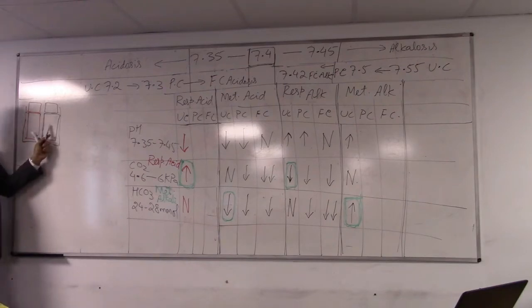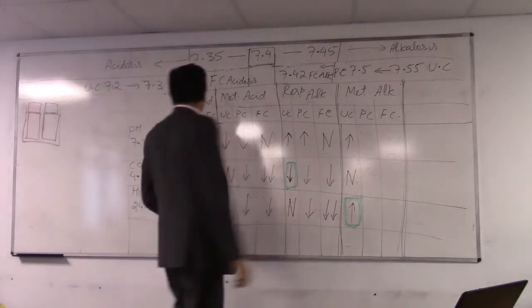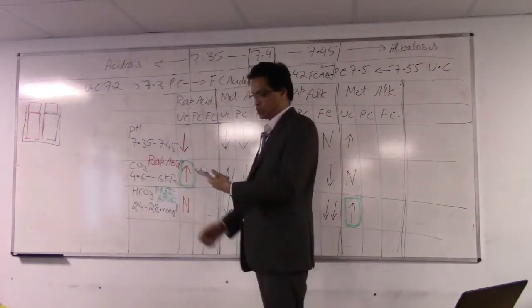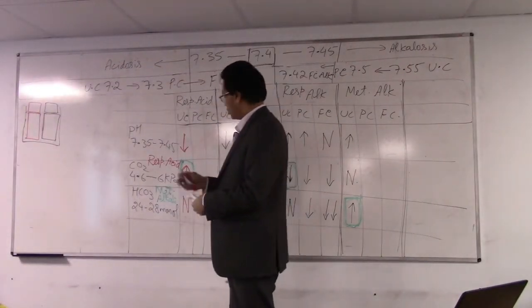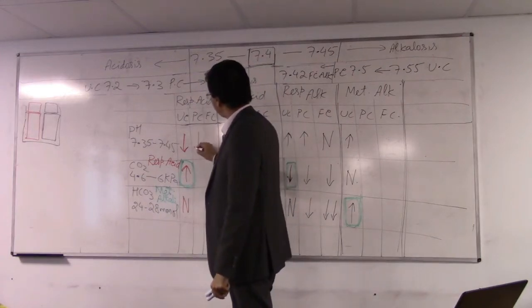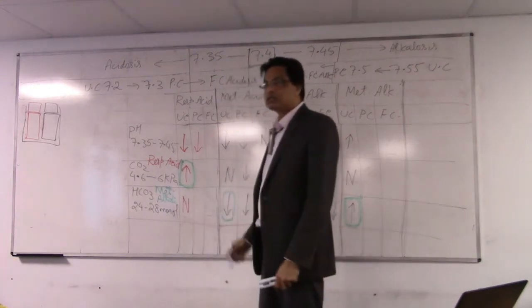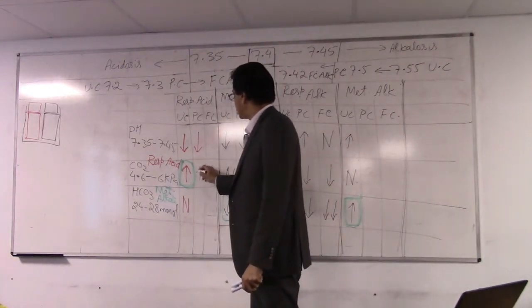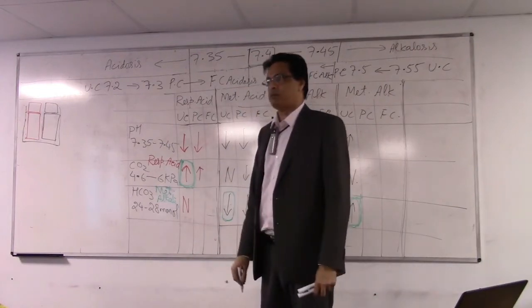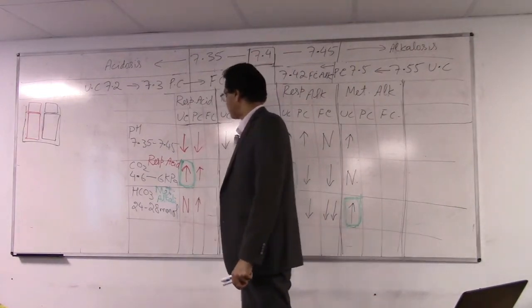So the bicarbonate will increase. All of you understood? So now you put the arrows in the respiratory acidosis boxes. Partially compensated acidosis means still acidosis, so the pH is still low. And the primary pathology is still there. This is high carbon dioxide. That is still the same. What happens to the bicarbonate? It will increase. Bicarbonate has to increase.